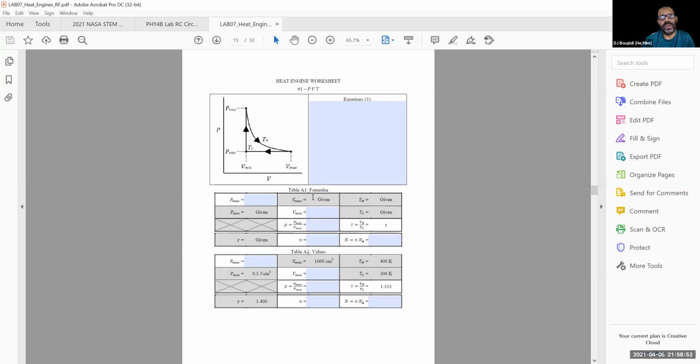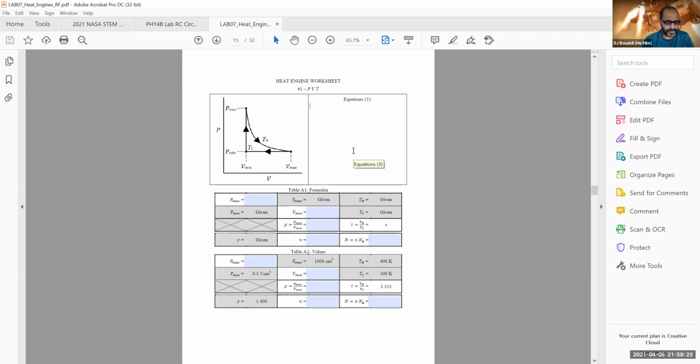So what is given to you? You're given Vmax. You're given T hot. You're given T cold, which is the temperature at this point. You're given also Pmin, this pressure. You're also given gamma. Obviously, tau, which is just the ratio of these two temperatures. Okay, so that is easy to find. Find Vmin. So in here, we're going to write the equations for this one.